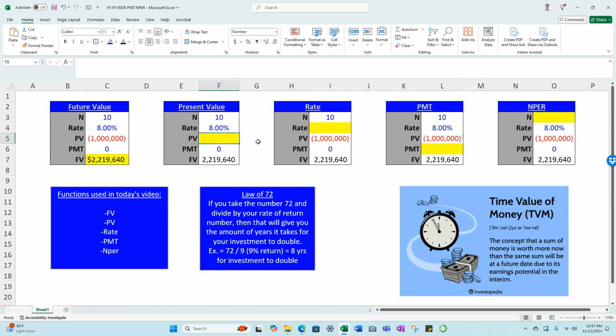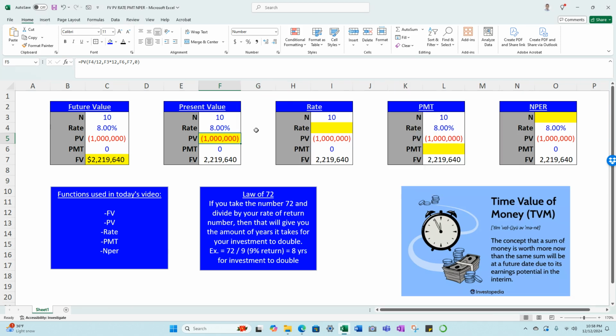For this next example, we're going to calculate present value. So that's equals PV. Go to the rate, again divided by 12 months. Number of periods, 10 years times 12 months. Payment, which is 0. Go down to the future value, and then 0 for the end of the period. That brings us to 1 million. So the future value discounted at 8% over a 10-year period is $1 million present value. That's what that's telling us.